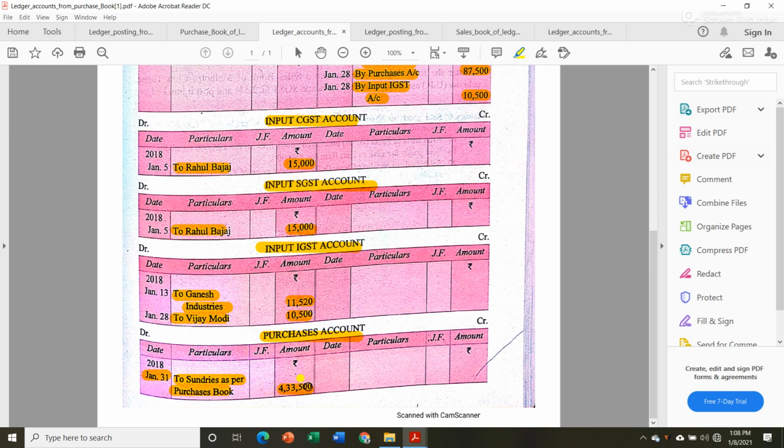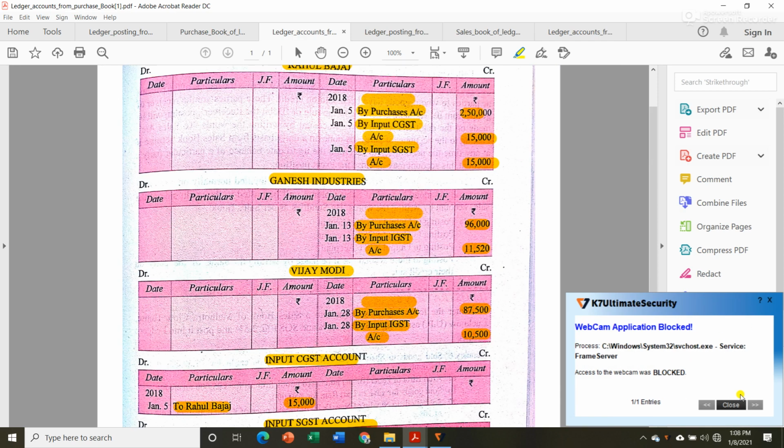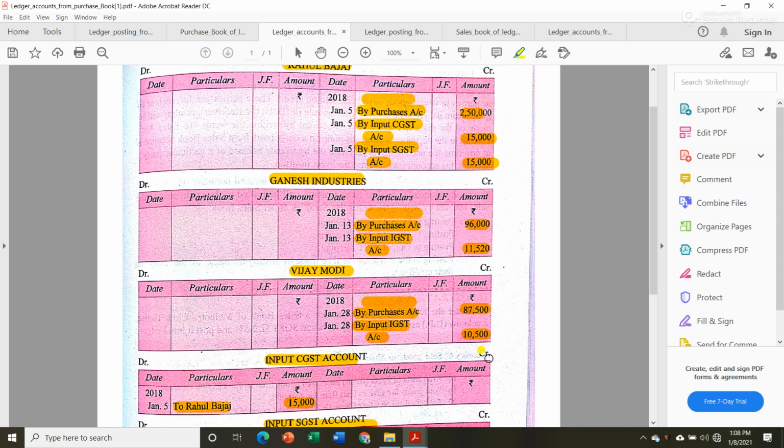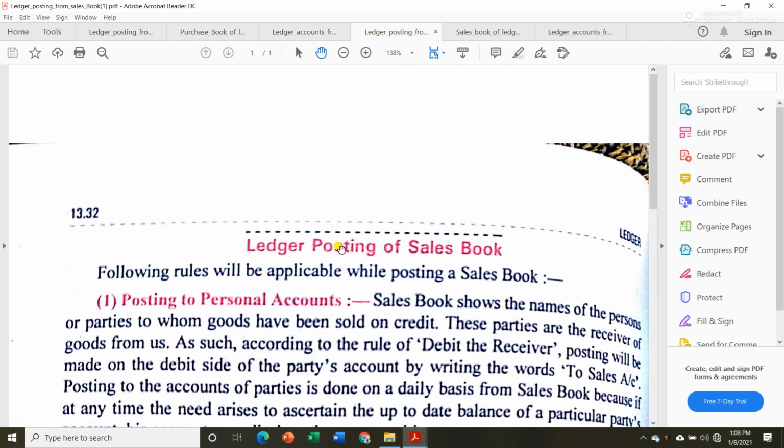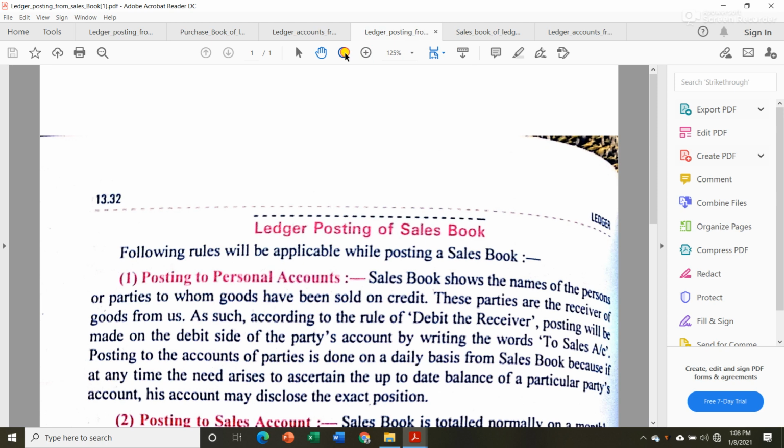Now posting in ledger is finished, and in this question, since they haven't asked us to prepare trial balance, we are not going to balance each and every ledger account. Okay, our work for this question is finished. I hope you understood how to prepare purchase book and how to post ledger accounts from purchase book. Now let us move into the next topic, that is posting from sales book.